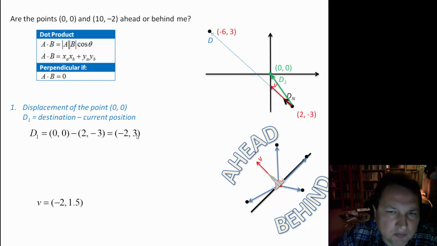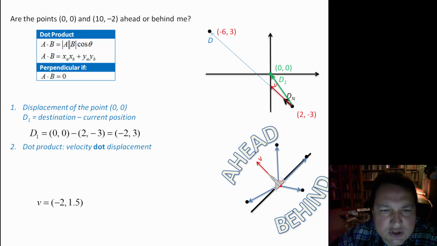The next thing, and actually the last thing for this point, is to calculate the dot product. It's velocity dot displacement. My velocity has been calculated previously. It's (-2, 1.5) dot the displacement vector that I have just calculated. It's (-2, 3).